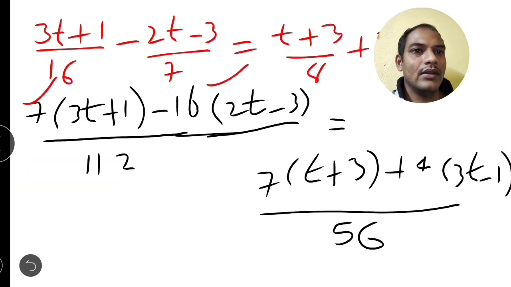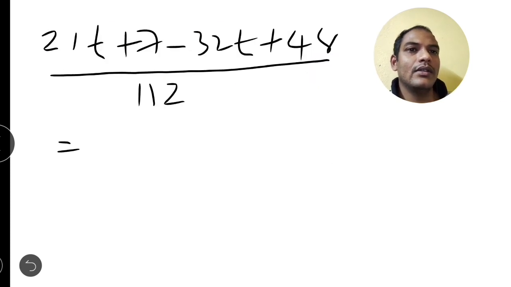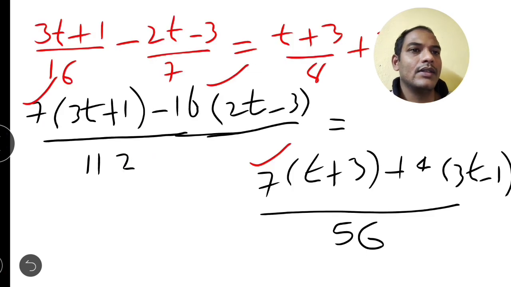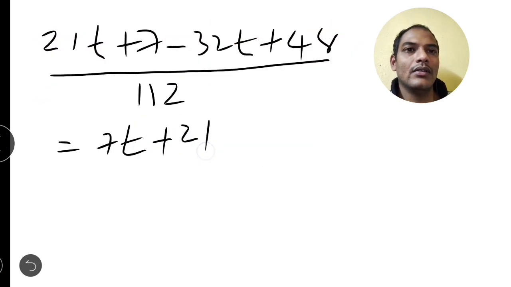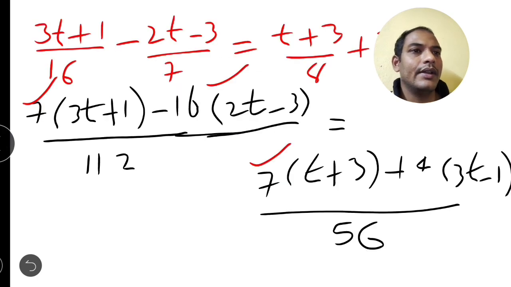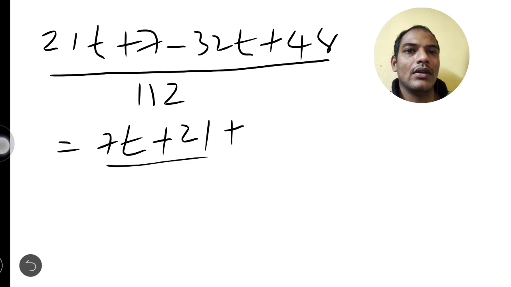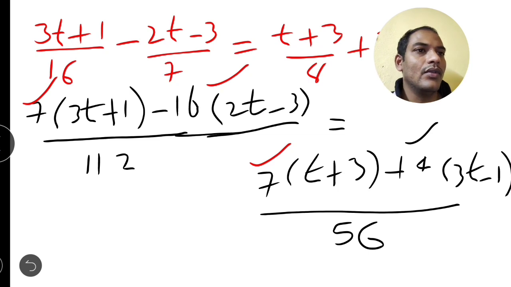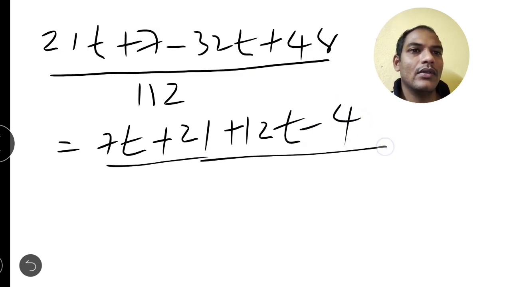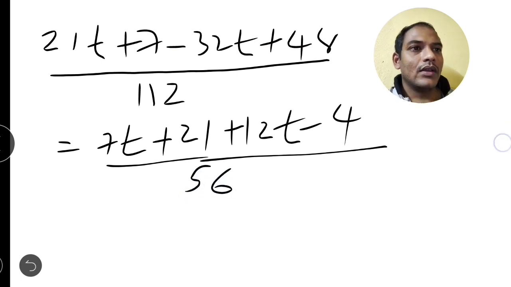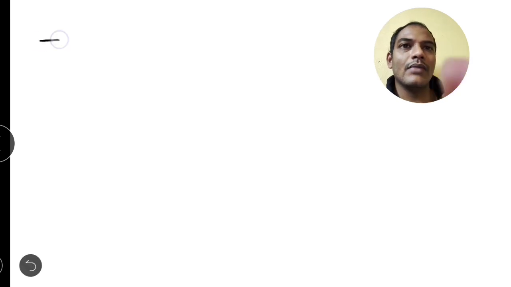now coming to the right side, let us simplify this. 7 bracket of (t plus 3): 7 into t is 7t, 7 into 3 is 21. Next plus, let us simplify this: 4 3s are 12t, 4 into minus 1 is minus 4, by 56. Okay. Now coming to the left side of the equal symbol, first here 21t minus 32t is minus 11t.